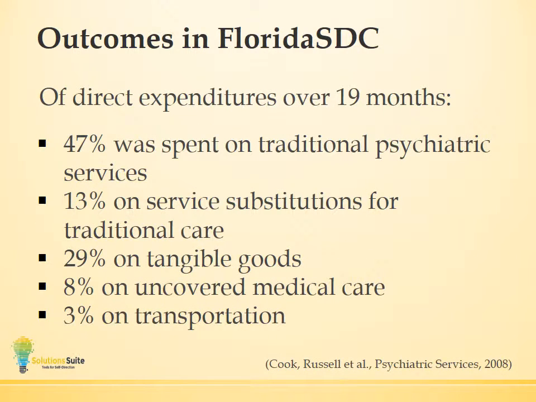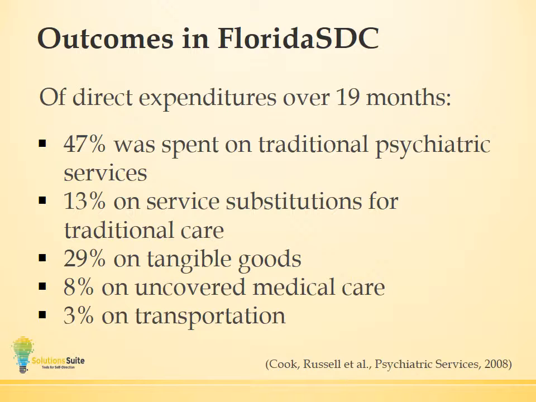We looked at how participants spent the funds that were available from their individual budgets. Over a 19-month period, 47% of participants' budgets was spent on traditional psychiatric services, such as medication management appointments and therapy sessions. 13% of people's budgets was spent on service substitutions for traditional care.